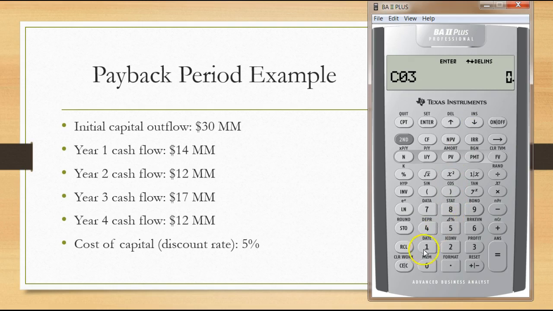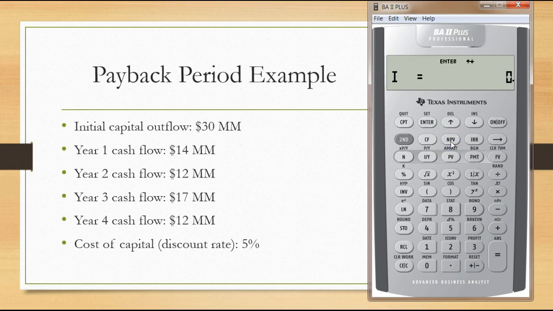Cash flow number 3, 17 million, enter. Again, frequency, this only happens once. And cash flow number 4 is going to be the 12 million, and this is going to happen once again. Okay, so we have all our cash flows stored within our calculator. We can come out of that cash flow function there. And then the next function we're going to go into is the NPV function.